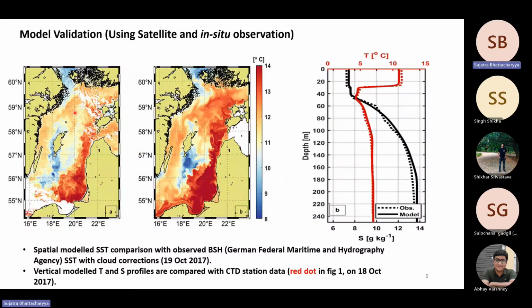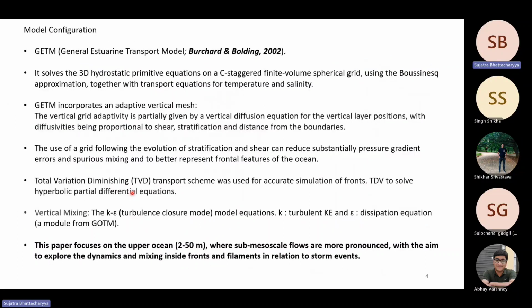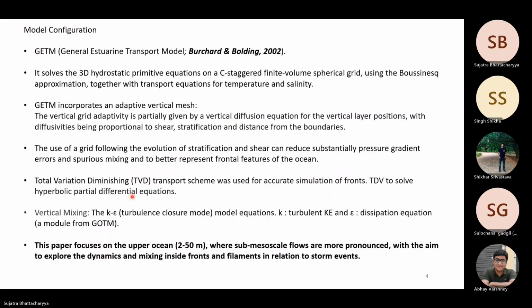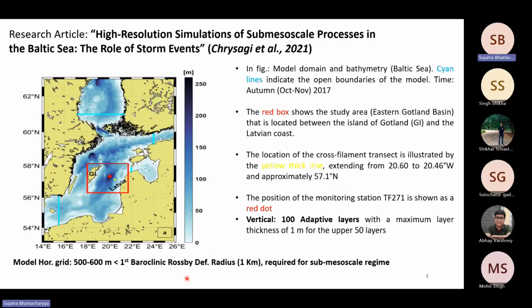Horizontal resolution is 500 to 600 meters. Actually, for the whole domain it is 600 meters, and this is a nested domain, which is 500 meters. The reason is that the first baroclinic Rossby deformation radius is nearly 1 kilometer at that latitude. So that's why they have taken a finer resolution.